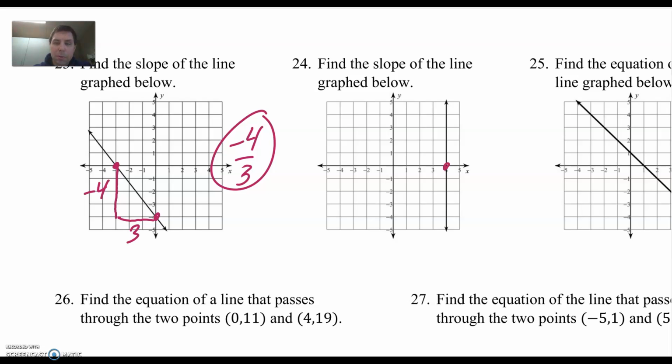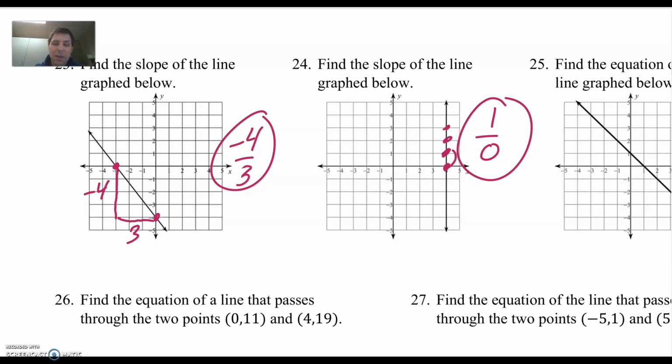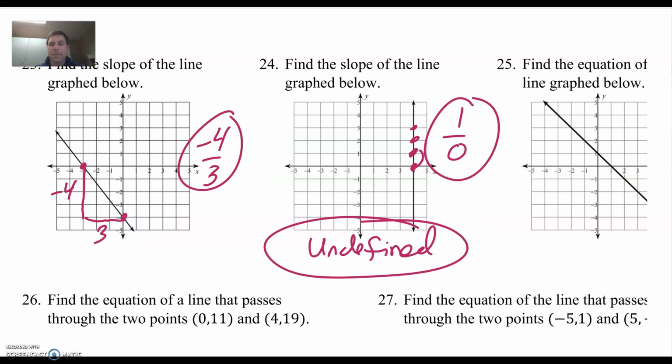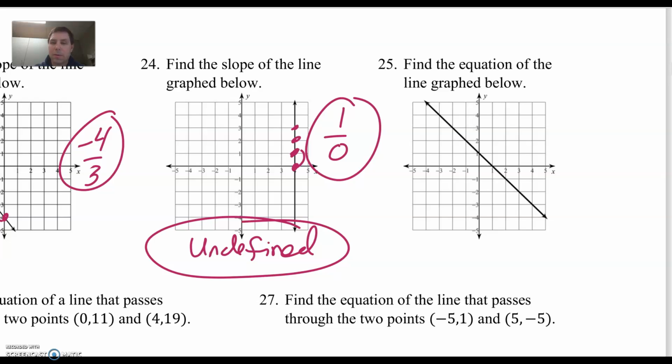24, you'll notice this one's a bit strange because, again, you can find a bunch of nice points here. This one's going up 1 for the y, but then the x value isn't changing. And this is the big red flag: I'd be dividing by 0, and I can't do that. We don't have a way of describing that. So this isn't necessarily no solution or anything like that, but we refer to it as undefined. Or in other words, there's no slope. We don't have a way of defining it, so we call it undefined. Okay? Moving on, 25, same idea.